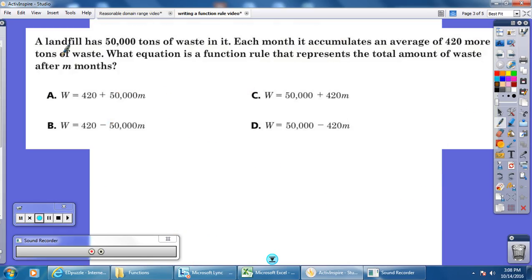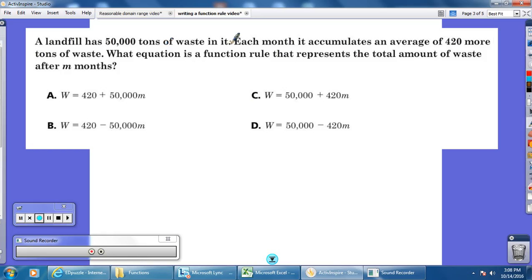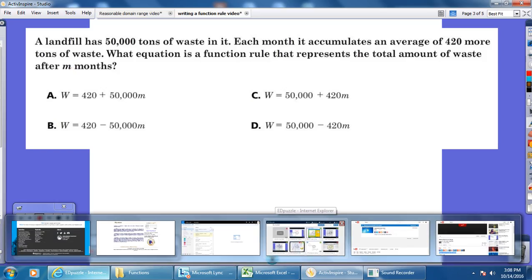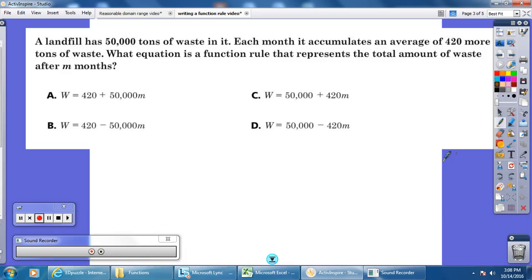All right. A landfill has 50,000 tons of waste in it. Each month, it accumulates an average of 420 more tons of waste. What equation is a function rule that represents the total amount of waste after m months? All right, so let's look at all of these. I want you guys to take a look at them, and then I want you to tell me what the answer would be, and then we'll go over it.